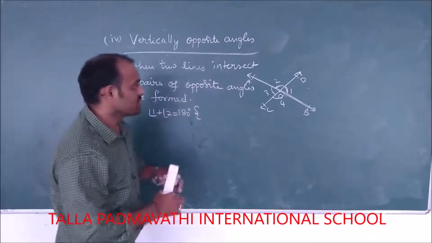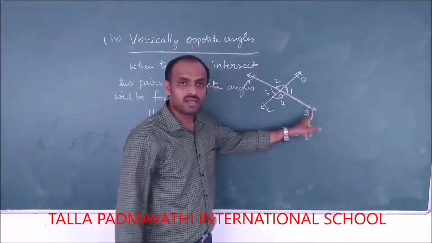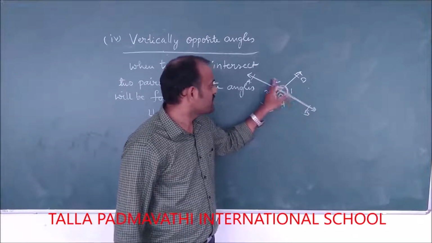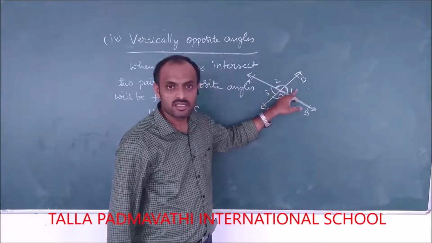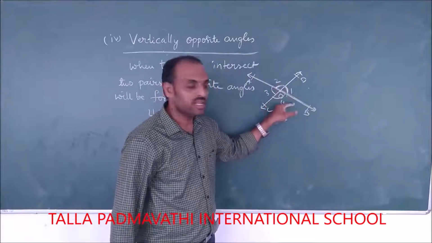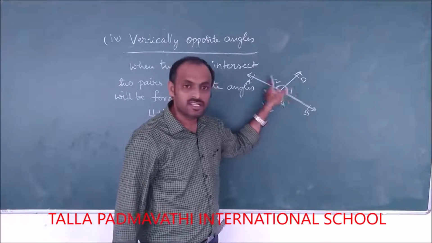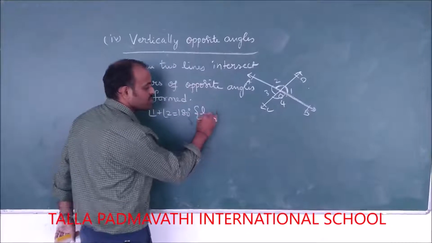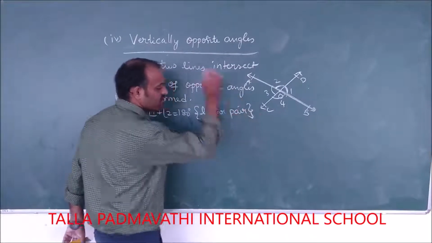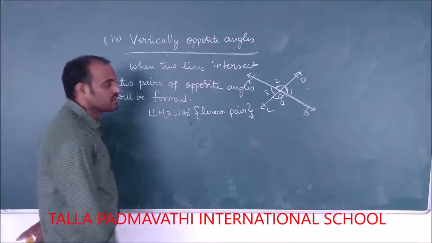That means I should write a reason. What is the reason? This is a straight line, and these two angles are adjacent angles. A straight line makes 180 degrees. The sum of these two angles is 180 degrees and they are adjacent angles, so they are nothing but a linear pair. A linear pair means if the sum of two adjacent angles is 180 degrees, we call them a linear pair.